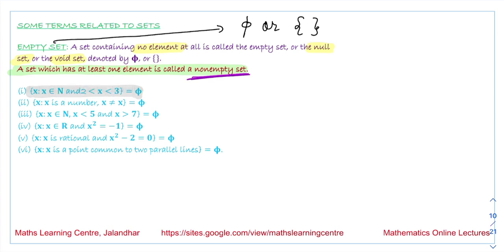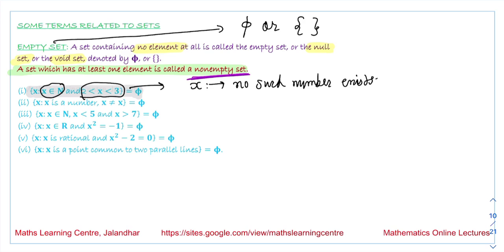What this set means is, we are talking about X is the collection of all those natural numbers which lie between 2 and 3, and we know that no such number exists. We know that no such number exists. So we are saying this set is an empty set.